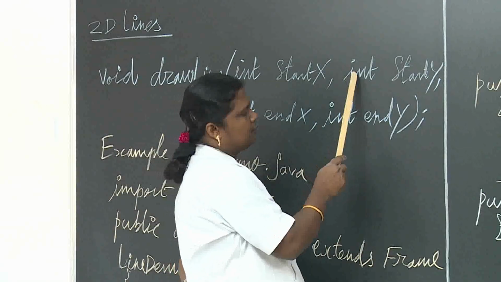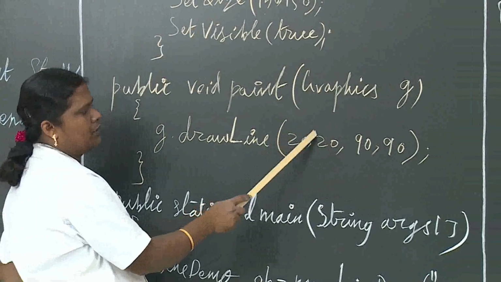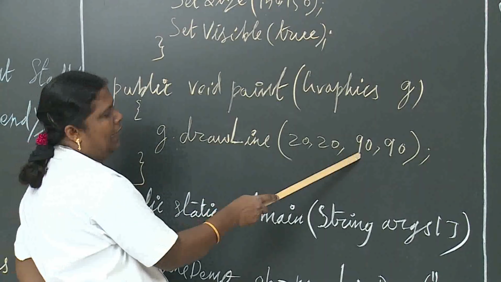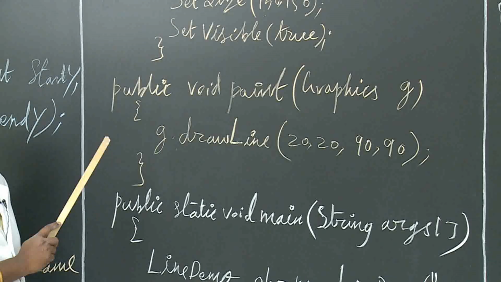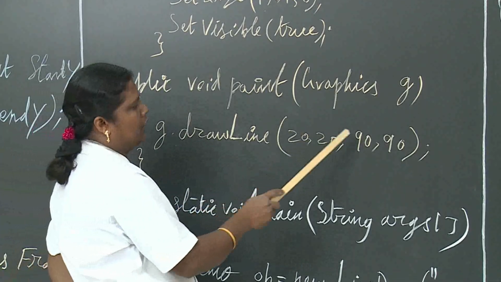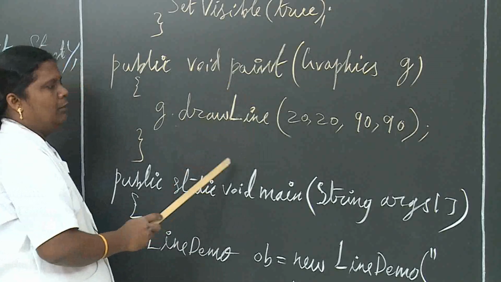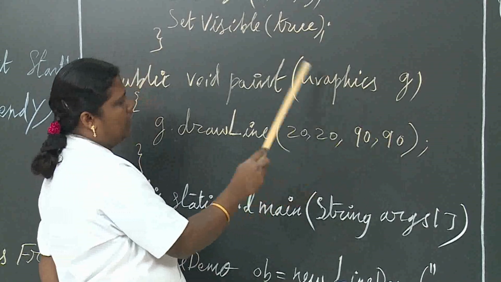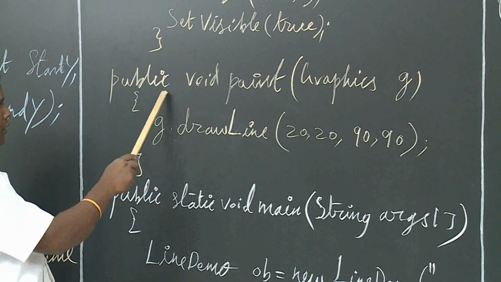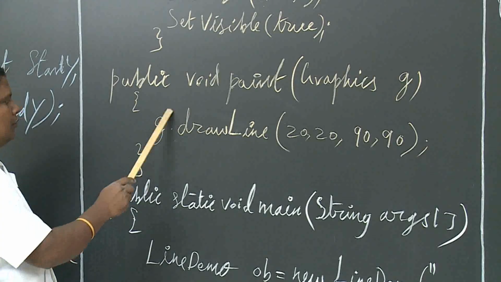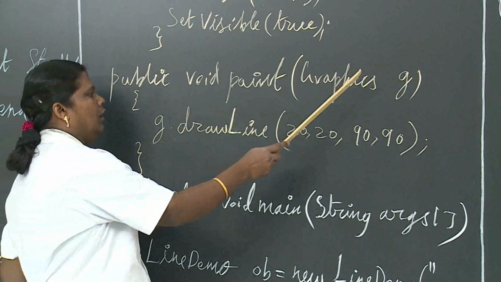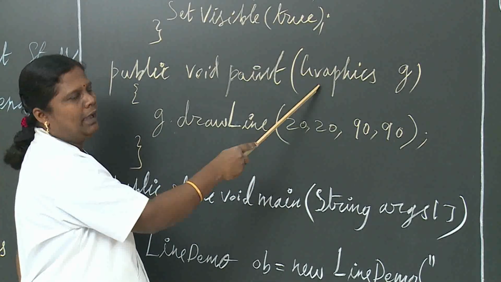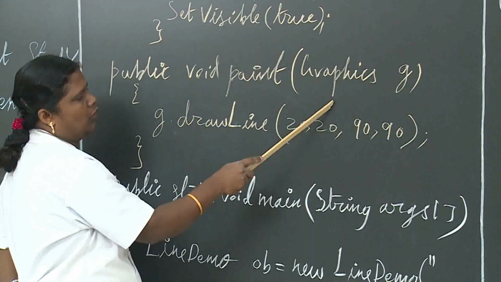So these are all points. The first two parameters, 20, 20, represent the starting point of the line. In the same way, 90, 90 represents the ending point of the line. So this program is going to enable the pixels from 20, 20 to 90, 90 within the frame. This is called with the help of this object g, which is created from the Graphics class, available in the AWT package. This is the most important part to draw the line.